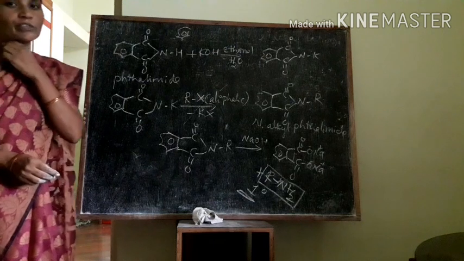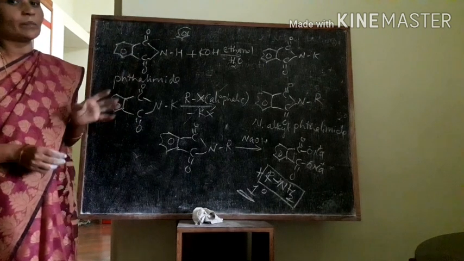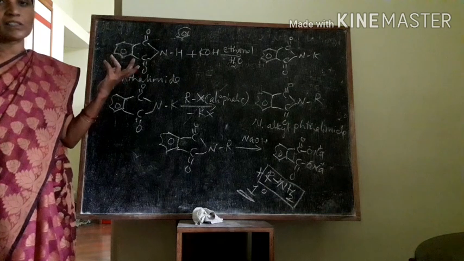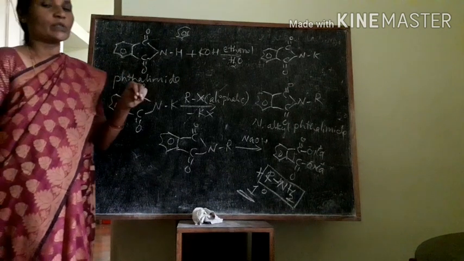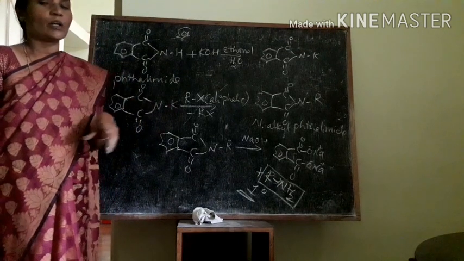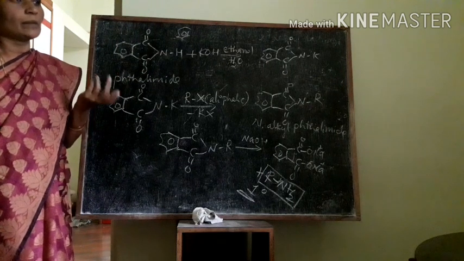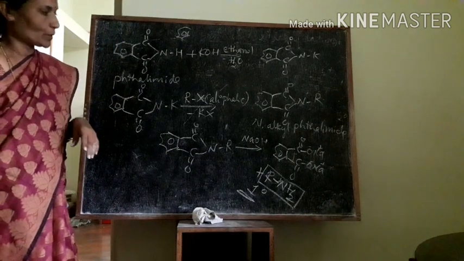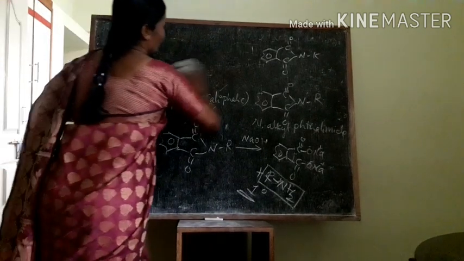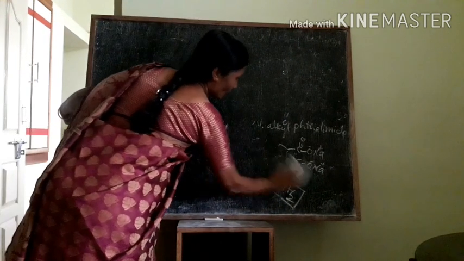And there is no question about Hofmann bromamide degradation here, because it takes amides that react with bromine. That bromine is taken in aqueous or ethanolic condition with sodium hydroxide. Now the product is a primary amine, either aliphatic or aromatic. Once again I will represent that reaction also. It is very simple. That reaction is known as Hofmann bromamide degradation.